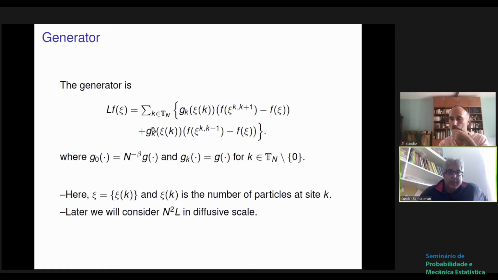And so G sub K is just the rate that we mentioned before, and then at 0, it's the slowdown. Okay, and we're going to be later speeding up by n squared since we are imposing symmetric movements. Okay, so that'll be later on.